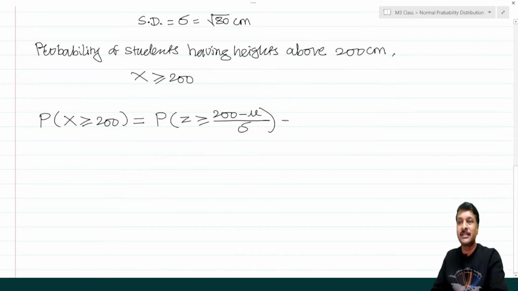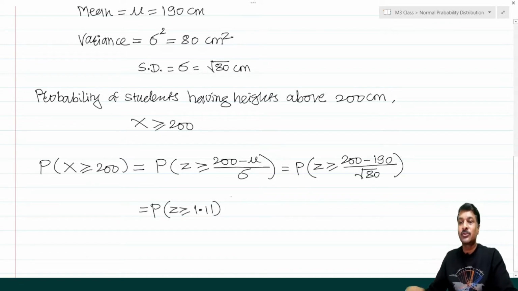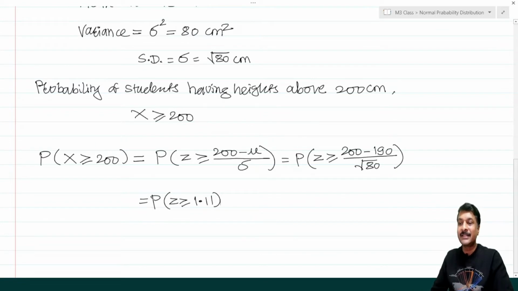So that is equal to, so what is this? Z is greater than or equal to 200. What is the mean value? Given mean value is 190 centimeter upon sigma, under root of 80. So find this value. So probability of z which is greater than or equal to, so it is 1.11. So by calculator you find this value. So note now, Z is greater than or equal to 1.11.